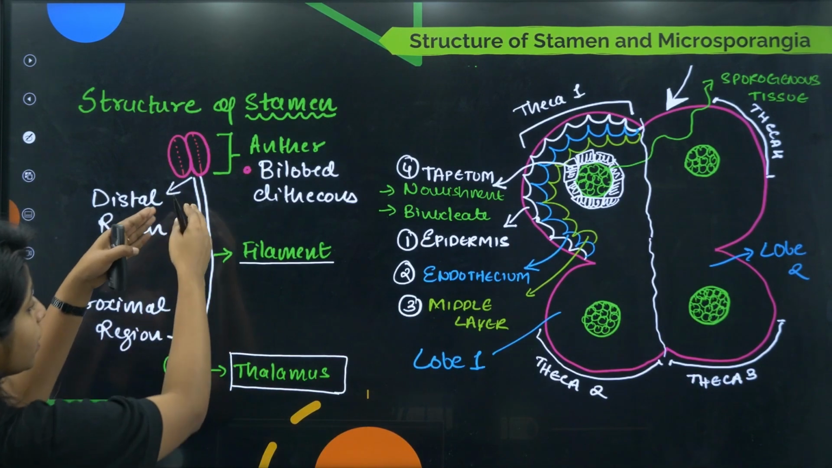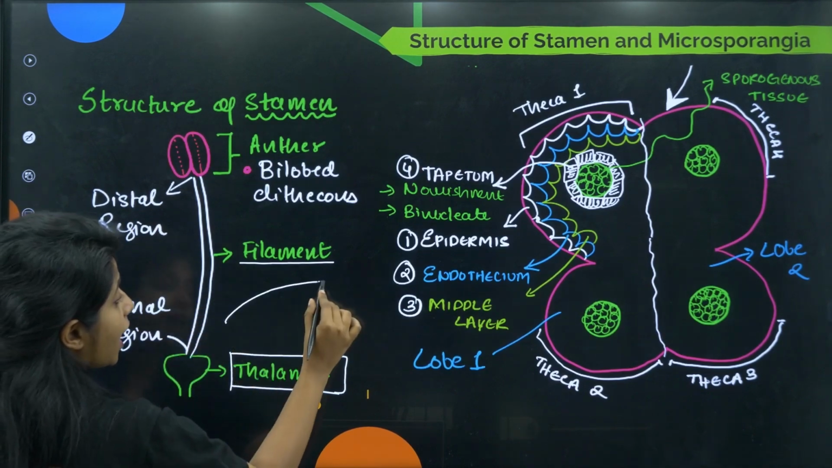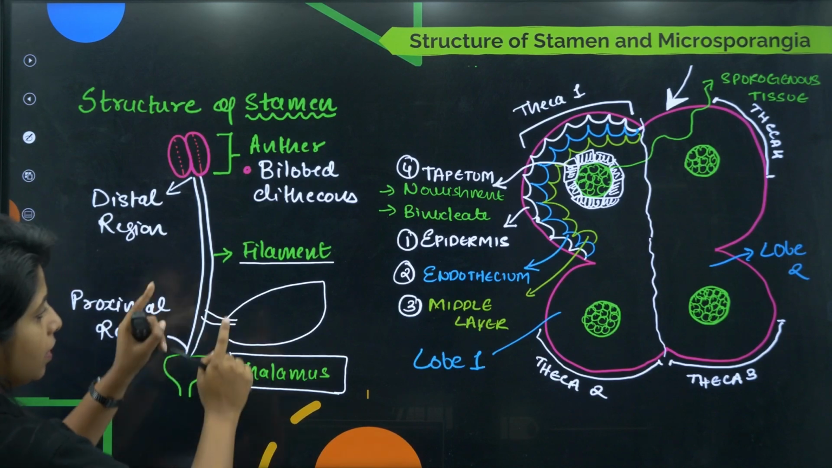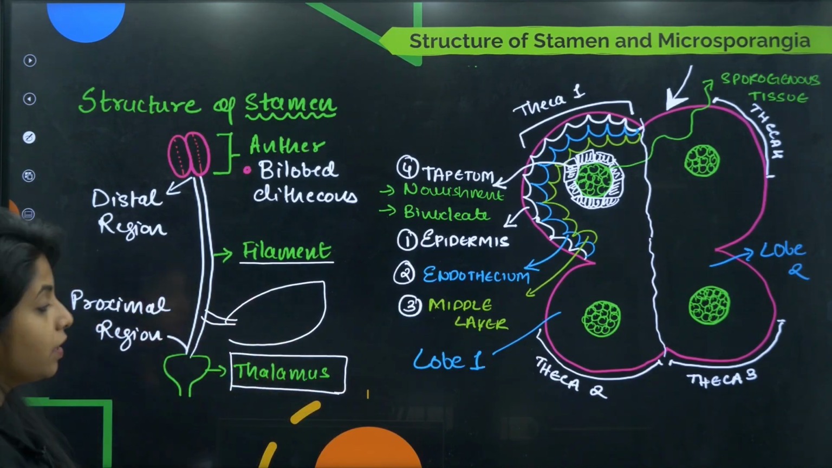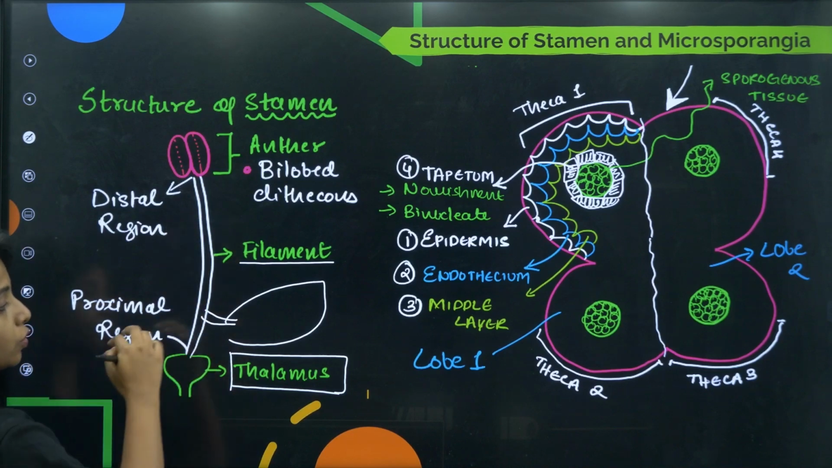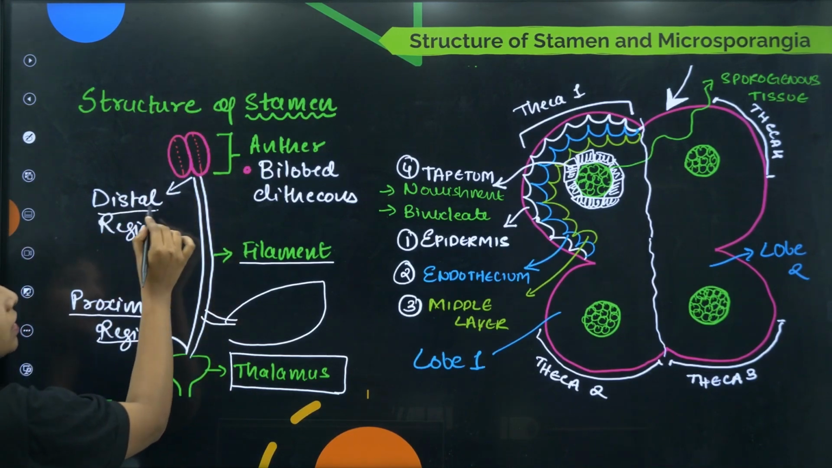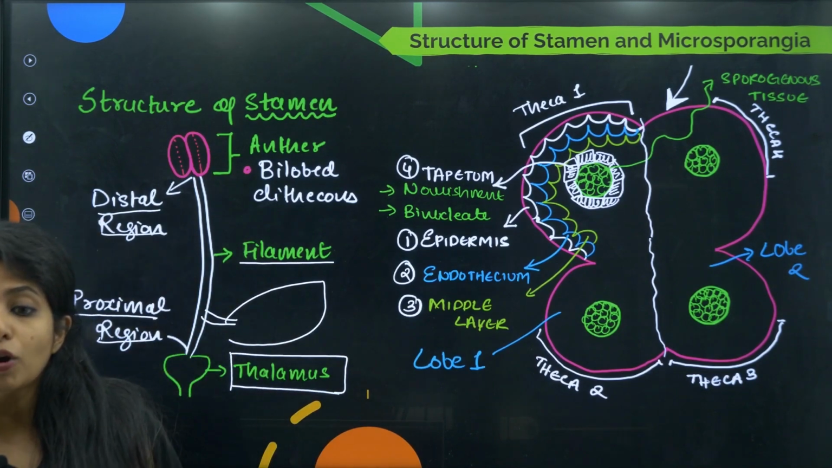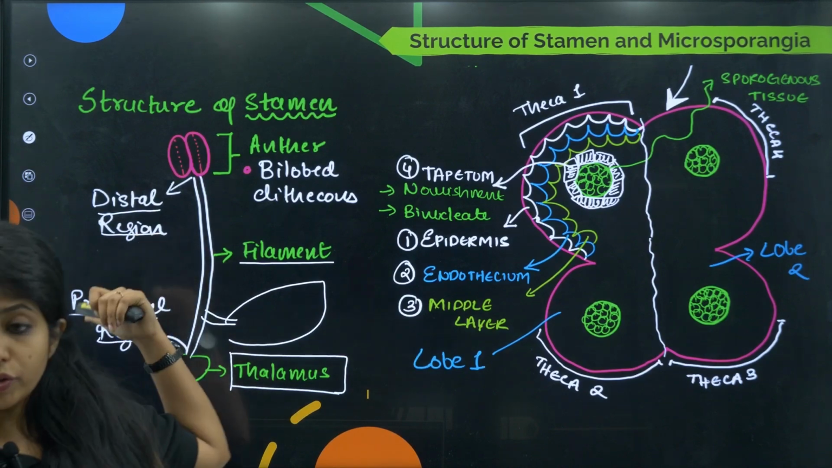Sometimes the filament attaches on the thalamus, and sometimes it can attach on a petal as well. There are two conditions: sometimes it attaches over the petals, but most of the time it is on the thalamus. The area of the filament closer to the flower is the proximal region, and the one distant from the flower is the distal region. What is there in the proximal region of the filament? The thalamus. What is there in the distal region of the filament?